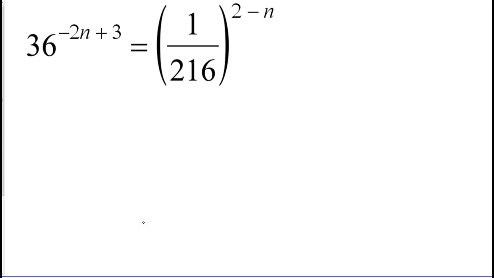So I'm going to take a look at my two bases. I got a 36 right here, and I have this 1 over 216. So 36 I know can be rewritten as 6 squared. So I'm going to rewrite it as 6 squared.